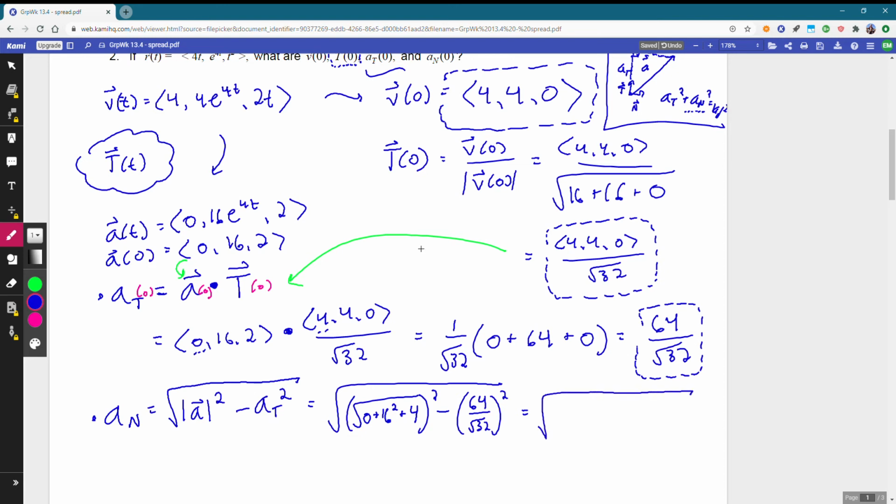And so what do we get going on here? Well, the square and the square root cancel off. Left with 16 squared plus 4. That equals 260. And over here we have 64 squared, which happens to be 4,096, and root 32 squared is 32. So if we do that division here, it actually does work out nicely as 128. So at the end of the day, root 260 minus 128, which is root 132.